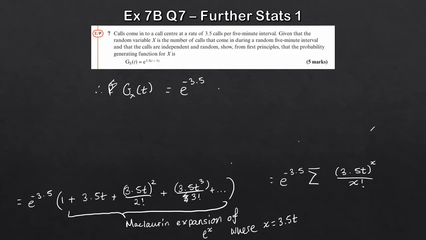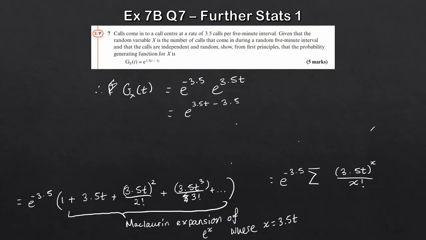multiplied by e to the 3.5t. Okay, because that's what this Maclaurin expansion is here. It's e to the x where x is 3.5t. So we're just multiplying it by that. Okay, so we've got this now. Well, this is just a product now of indices, so using your indices rules here, I can write this as e to the 3.5t minus 3.5.